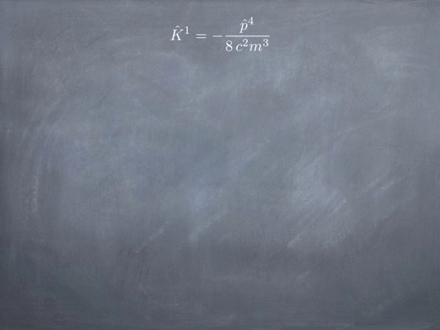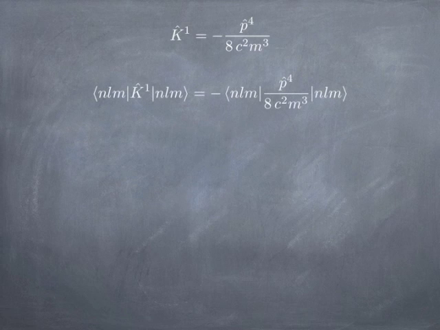K1 is p to the 4th, basically, over m cubed c squared. Of course, there's another m squared in there. So we want the expectation value of K1 in the state of the electron. The first order correction of perturbation theory, the first order correction to the energy, is the expectation value of the perturbation in the state that you're interested in. And so what we're after is the expectation value of p to the 4th, essentially, in any particular state of the hydrogen atom.